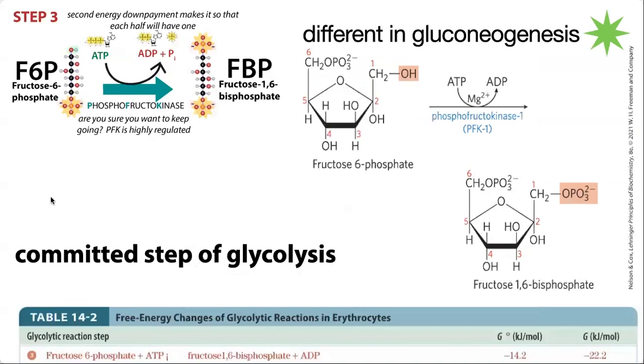Our next step is phosphorylating that hydroxyl group that we just freed up. And so this is going to be that super regulated step. This is the step of phosphofructokinase, or PFK1. And this is going to be highly regulated because it's the committed step of glycolysis.